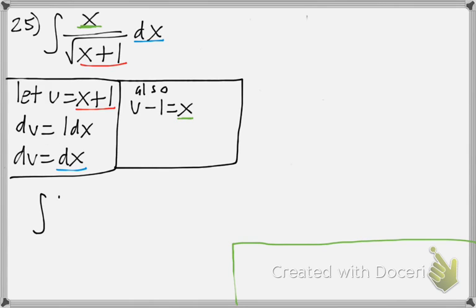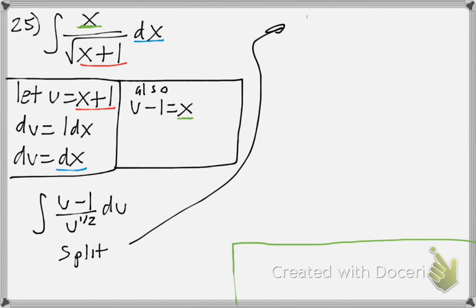So my new problem is going to be a u minus 1 on top, a u to the 1/2 power instead of the square root, and du. So I can solve this. I do want to split it up first. So if I split this up, it's going to be the integral of u over u to the 1/2 minus 1 over u to the 1/2.